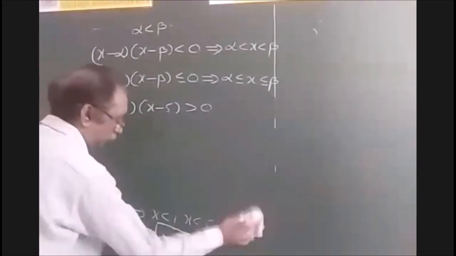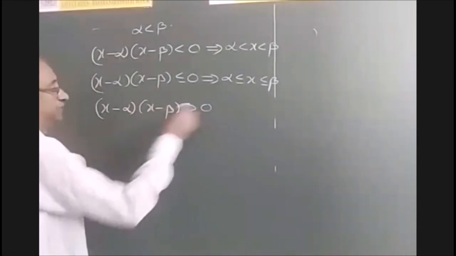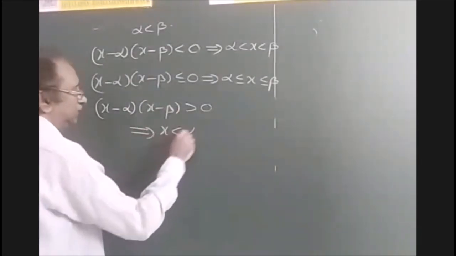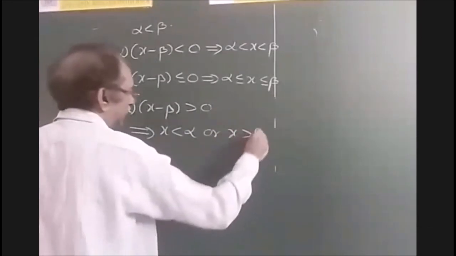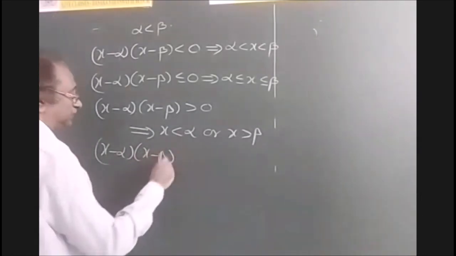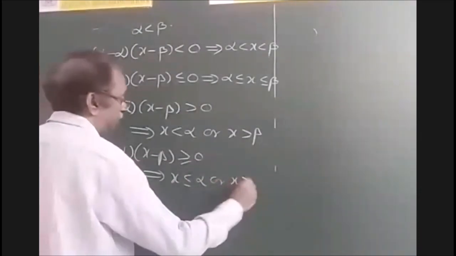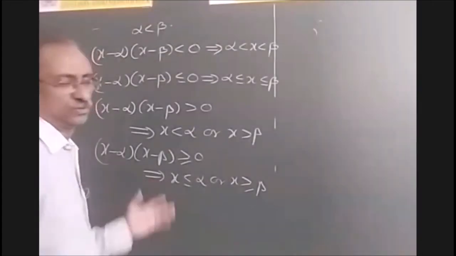Therefore, in general, if (x - alpha)(x - beta) > 0, that implies x < alpha or x > beta. Similarly, (x - alpha)(x - beta) >= 0 gives x <= alpha or x >= beta. Okay, Arshit? Yes, sir. So write it down. Of course, even though there is a trick to remember this, you have to remember these results. These are very, very important.